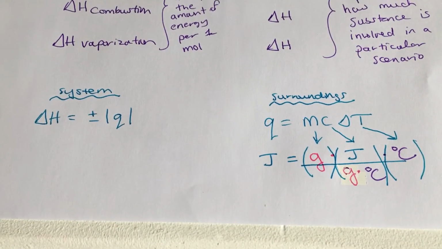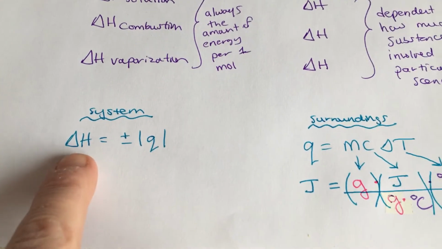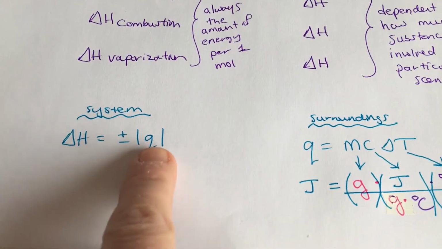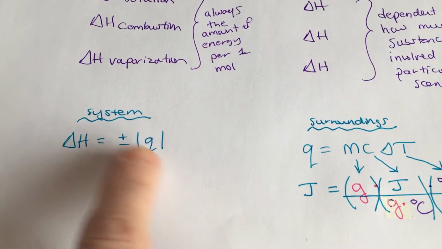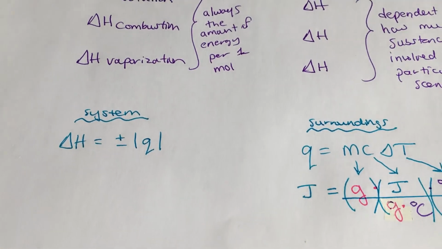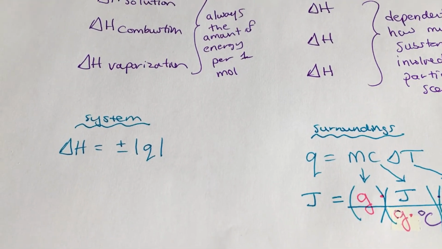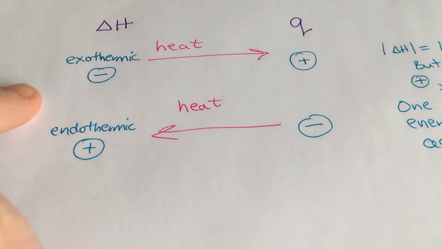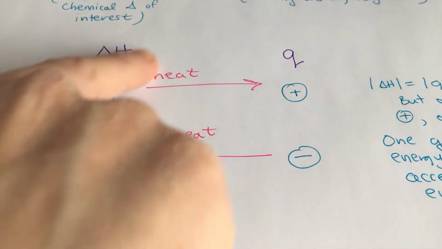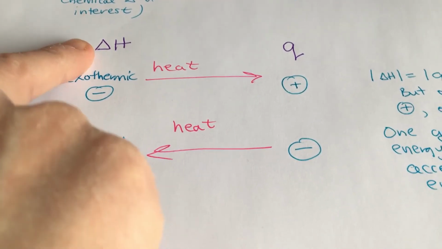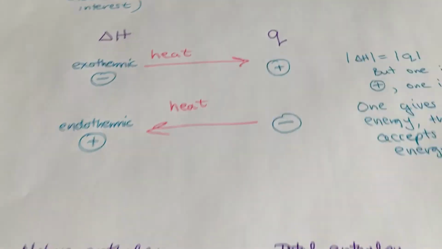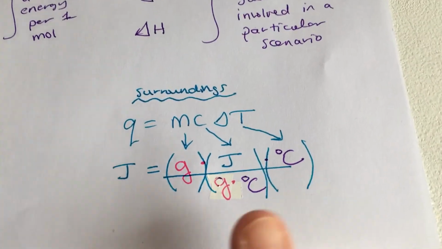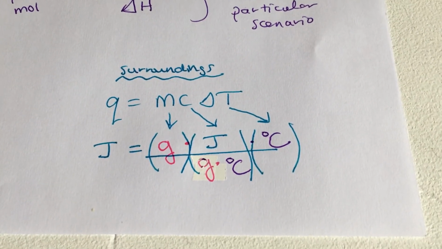Now, another thing I wanted to point out, again, delta H is equal to plus or minus Q. So again, which one of these will be positive and which will be negative? It depends on whether it's exothermic or endothermic. When we talk about endothermic or exothermic, it's always in terms of the system. We're always talking about what's happening to delta H. So you need to make sure to use your units properly.